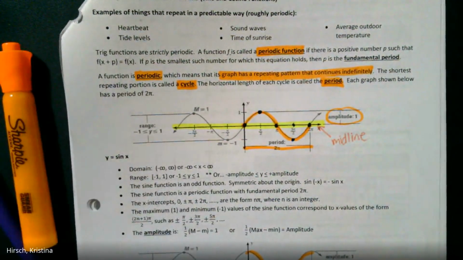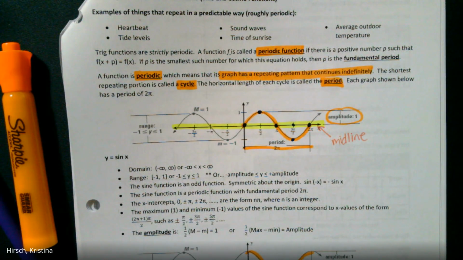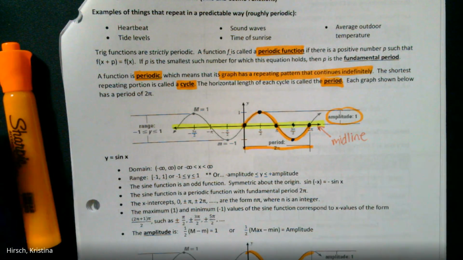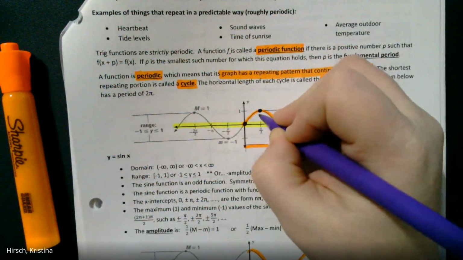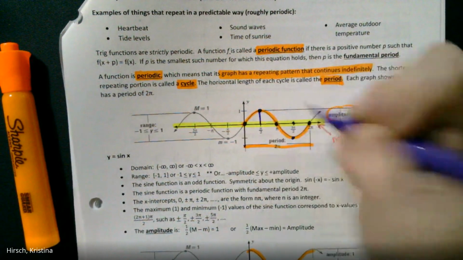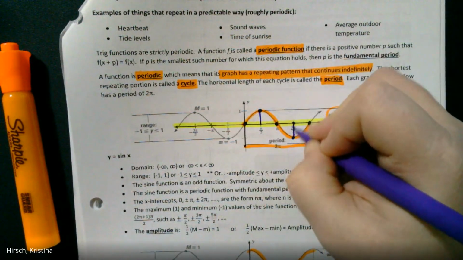in what you see here is on the x-axis, okay? But that's not always going to be the case because sometimes you'll have shifts in your graph, so that may fluctuate. Okay, it may move up, it may move down, depending on what's going on. All right. So the amplitude represents the distance from that midline to the top or that midline to the bottom.